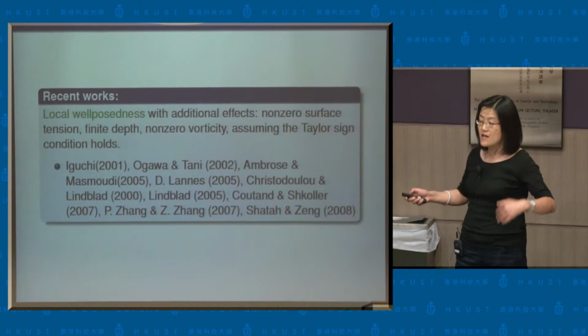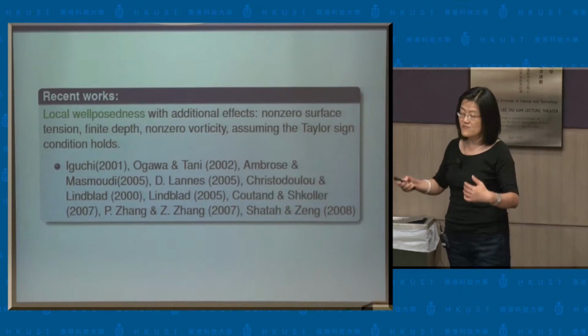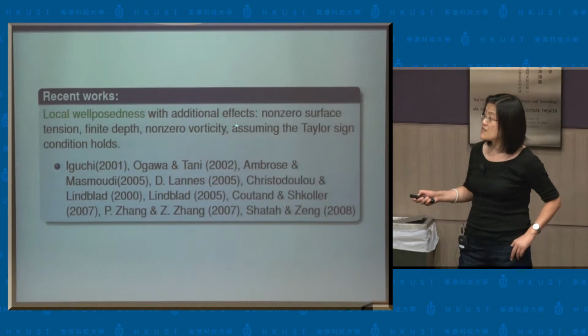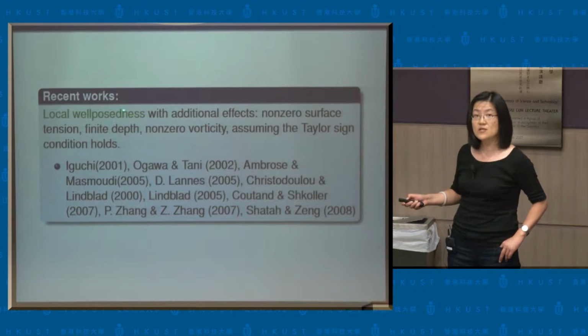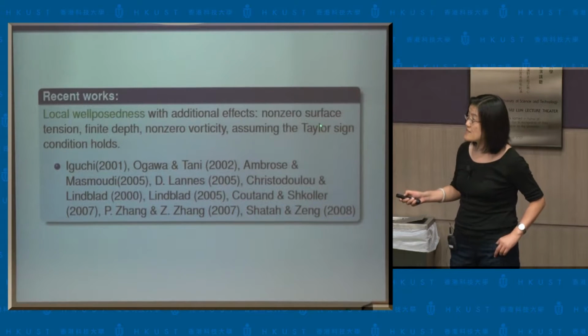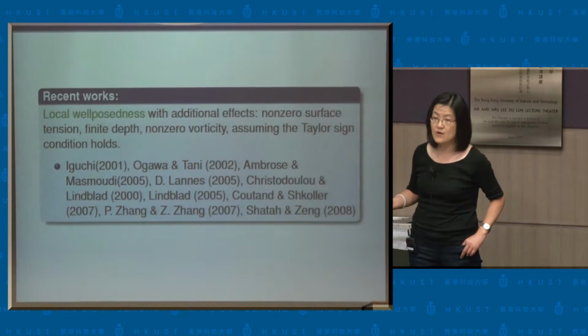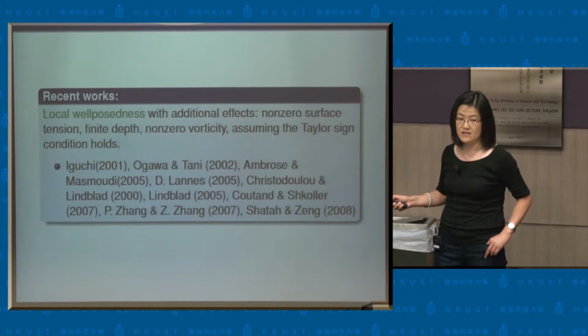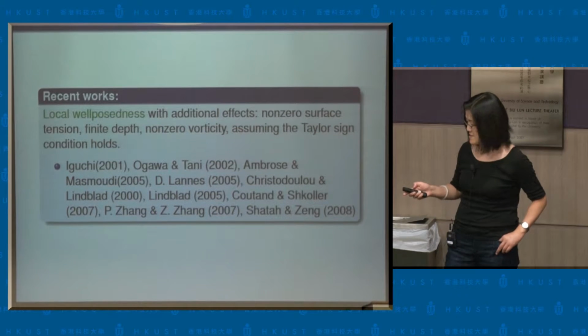So that means if the Taylor sign condition holds, or if the pressure is strictly increasing inward, then if initially the interface is smooth, it remains smooth for a short period of time. Okay, but it is crucial that the Taylor sign condition has to hold. But in fact, with these extra effects, the Taylor sign condition is not automatic. Okay, so you have to assume it in this case.